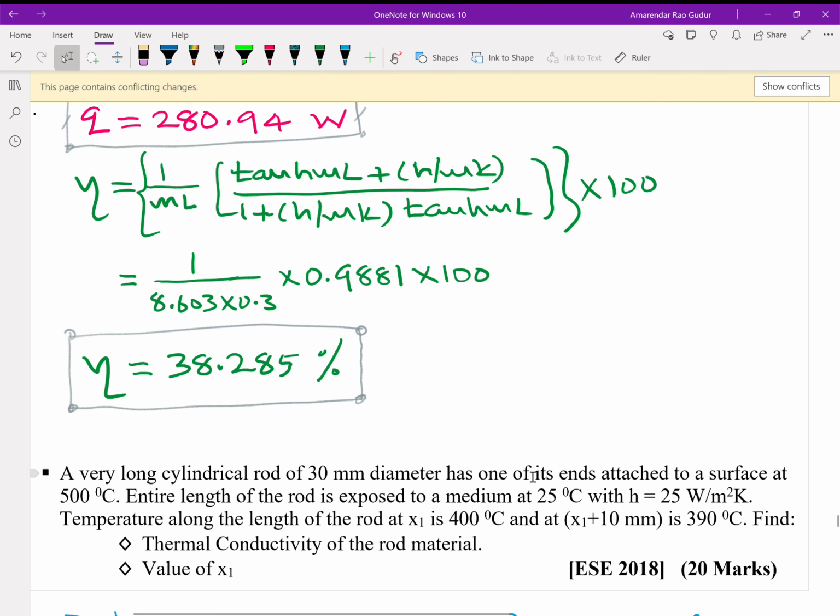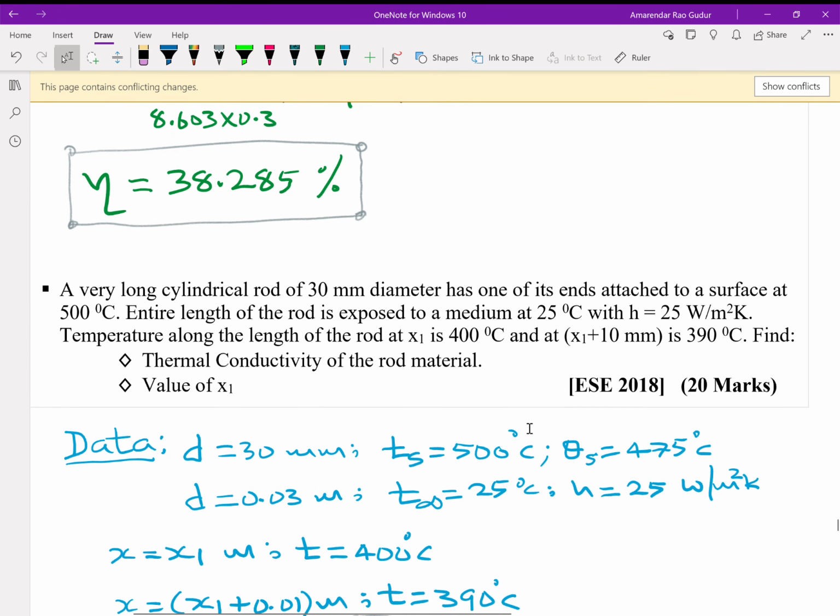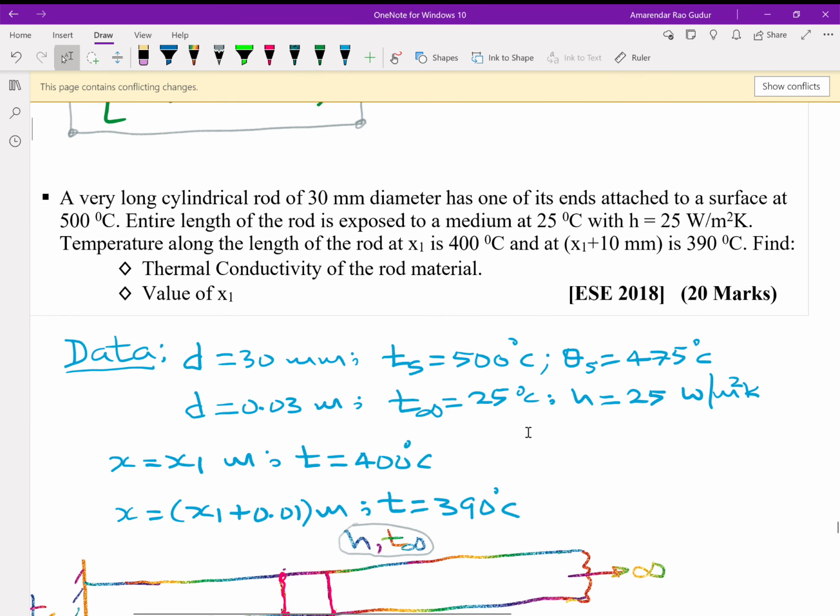Finally, we'll take up a practical problem given in 2018 for 20 marks. A very long cylindrical rod of 30 mm diameter has one of its ends attached to a surface at 500. Entire length of the rod is exposed to a medium at 25 degrees centigrade with H is equal to 25. Temperature along the length of the rod at x1 is equal to 400 degrees centigrade. At x1 plus 10 mm is 390 degrees centigrade. Then determine thermal conductivity of the rod material and the value of x1 where temperature is 400 degrees centigrade.